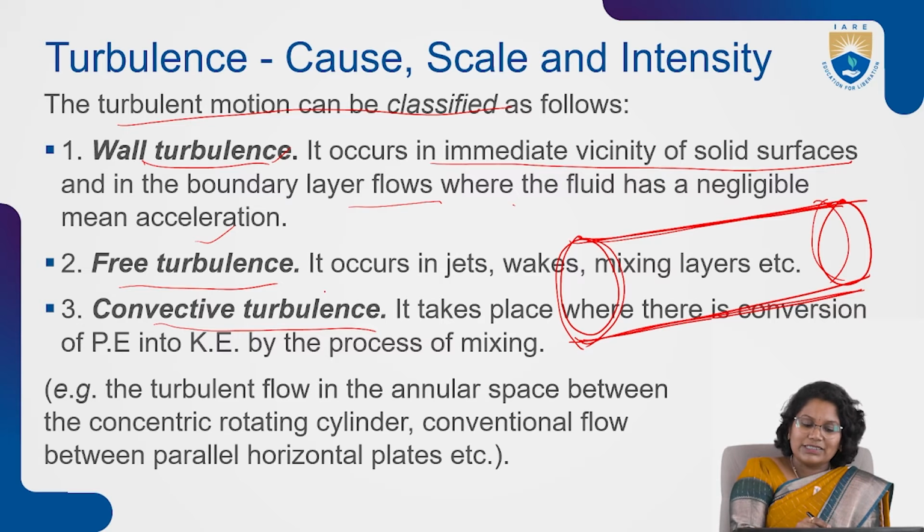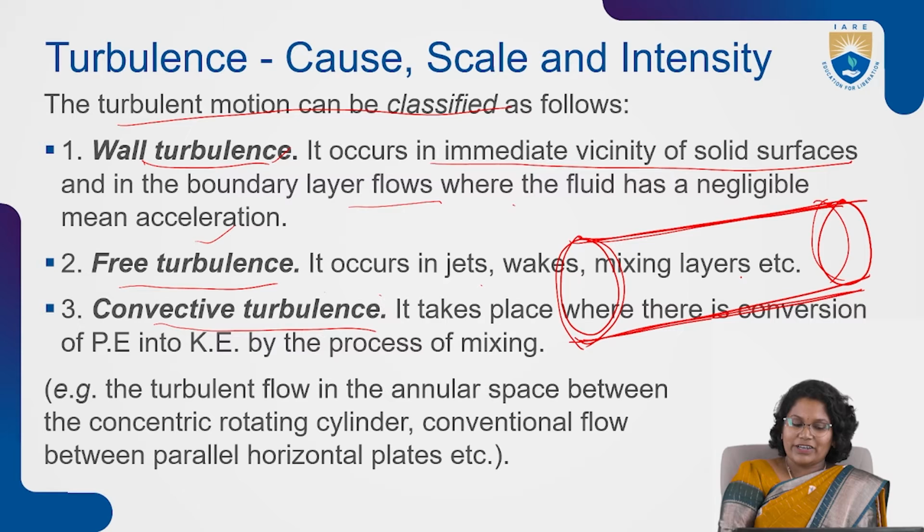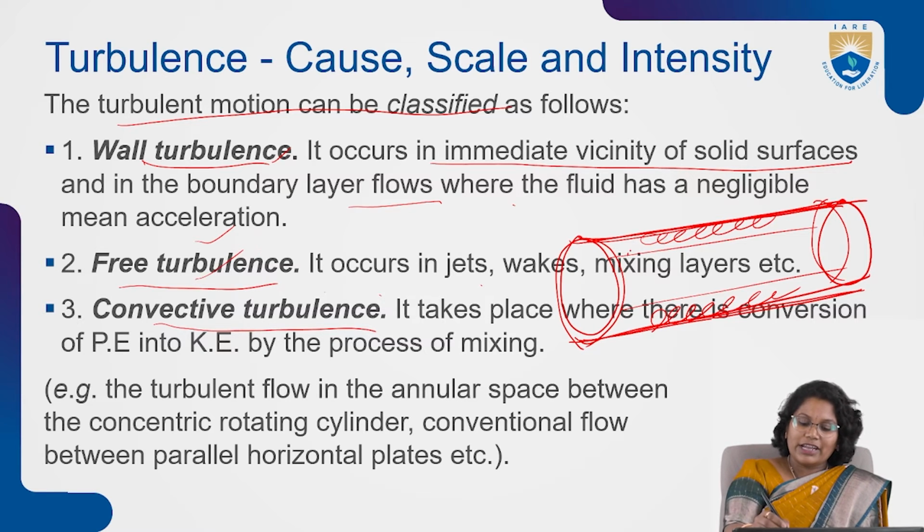Free turbulence occurs in jets, wakes, and mixing layers, etc. In free turbulence there is not much effect from the boundaries. Inside the pipe, we neglect the boundaries and take only the inner part, the inner turbulence, which we call free turbulence.